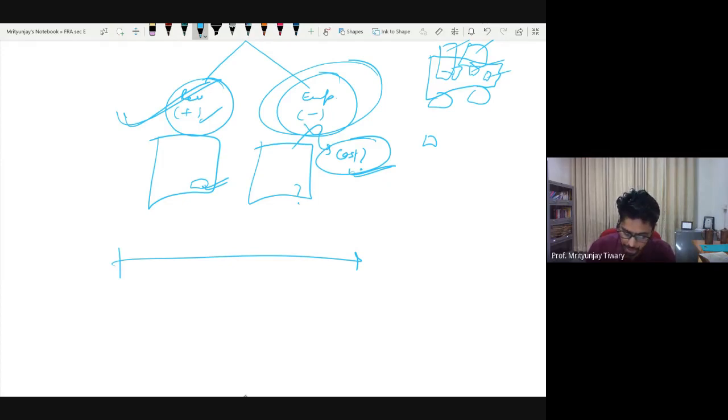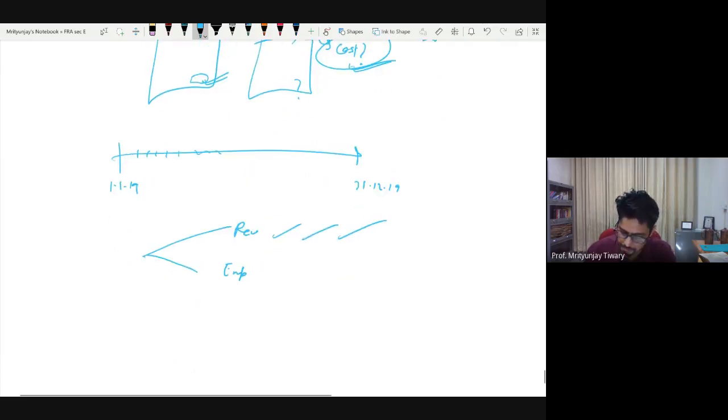Let's say this is the accounting period, from 1st of January to 31st of December of whatever year, let's say 19. Let's say sales are happening. Every time a sale happens, there are two legs: the revenue part and the expense part. Every time, we will only record the revenue part. We simply ignore the expense part as if it's not even there.